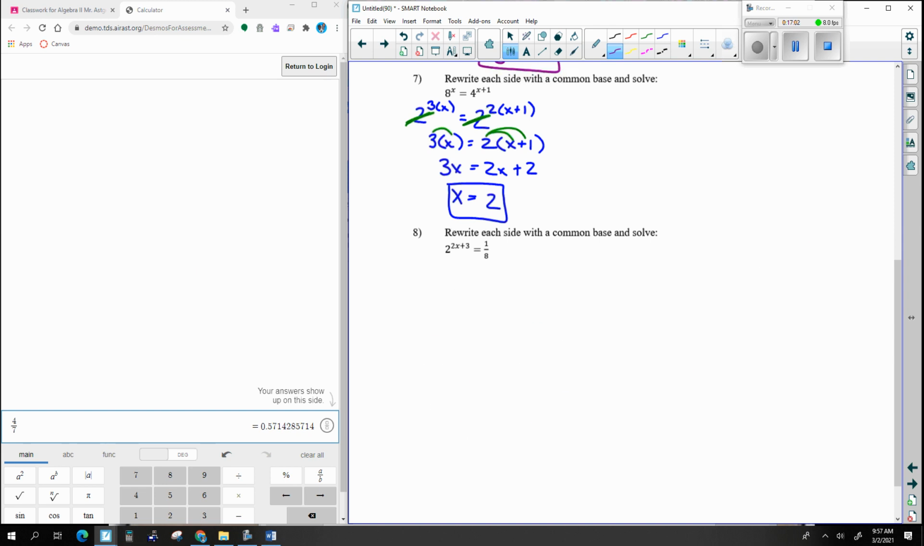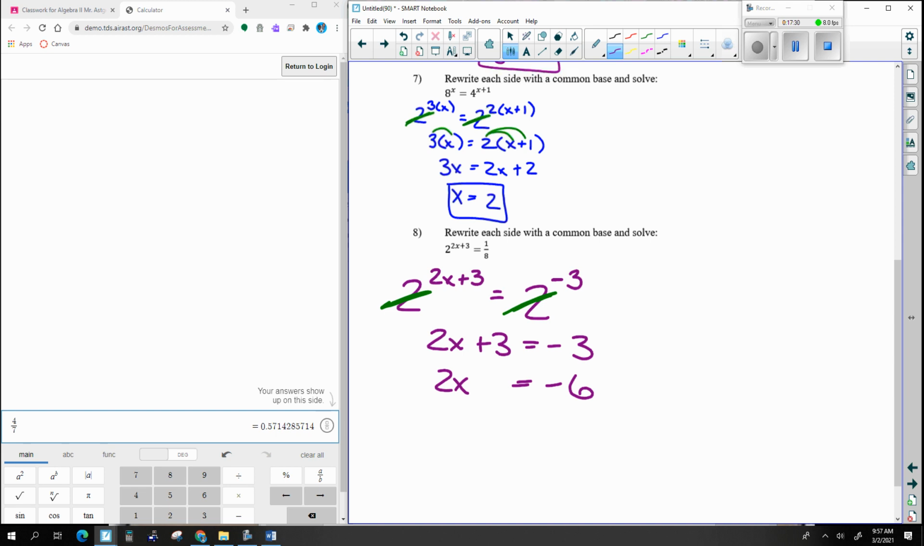All right, so here we go. The left-hand side is 2. The right-hand side is 2 to the third, but because it's a bottom, it's a -3. Long story short, we've created the bases that we need. They can drop, and the rest is just math. I subtract 3 from both sides, and then I divide by 2.